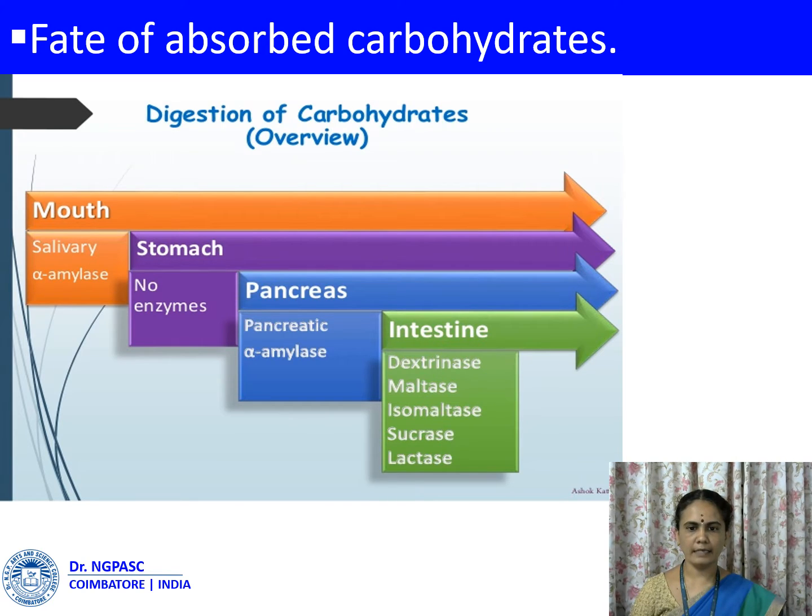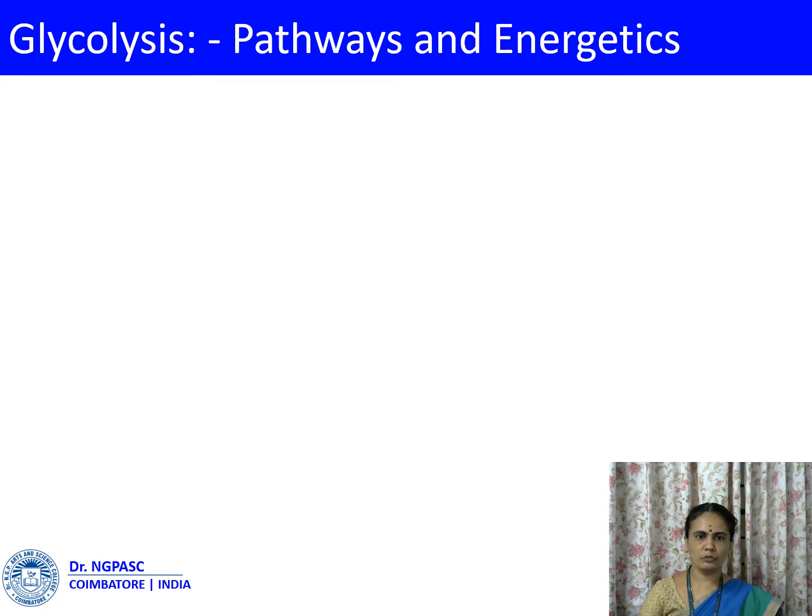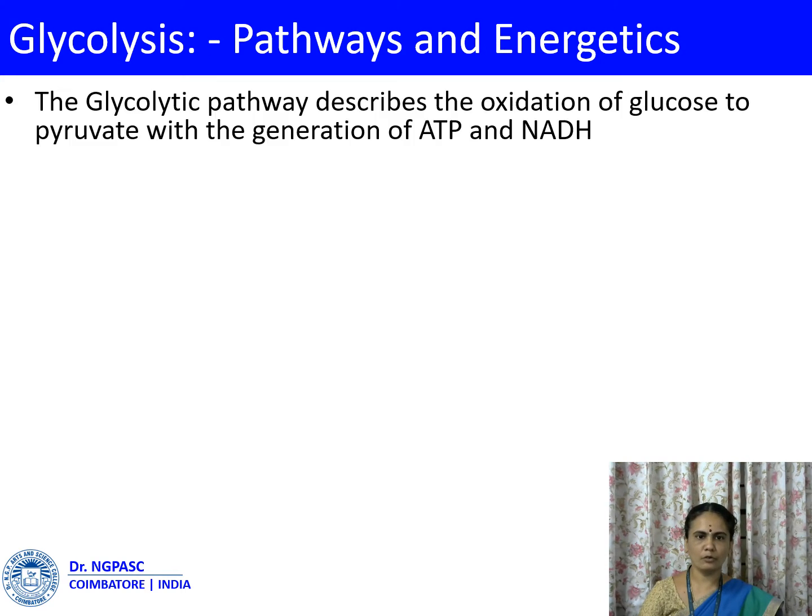The next enzymes, dextrinase, maltase, isomaltase, sucrase and lactase, are present in the intestine and are involved in the complete digestion of carbohydrates. So during digestion, the glucose molecules enter into the glycolytic pathway. The glycolytic pathway describes the oxidation of glucose to pyruvate with the generation of ATP and NADH.